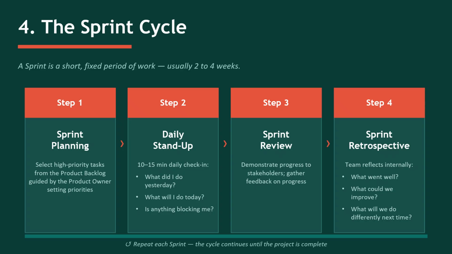The retrospective is a review of what worked and what didn't. It's essentially about improving the way the team worked together. Topics to discuss include what went well, what could we improve, what will we do differently next time. All this feeds into the planning stage for the next sprint, and the cycle starts again.